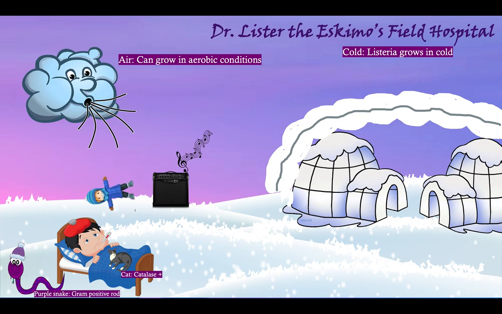Now this little kid is doing what kids like to do in the cold, and that is doing cartwheels. Maybe not everyone, but he's having fun out there and he's twirling around because Listeria has tumbling motility. So this little kid tumbling reminds you that Listeria has tumbling motility.